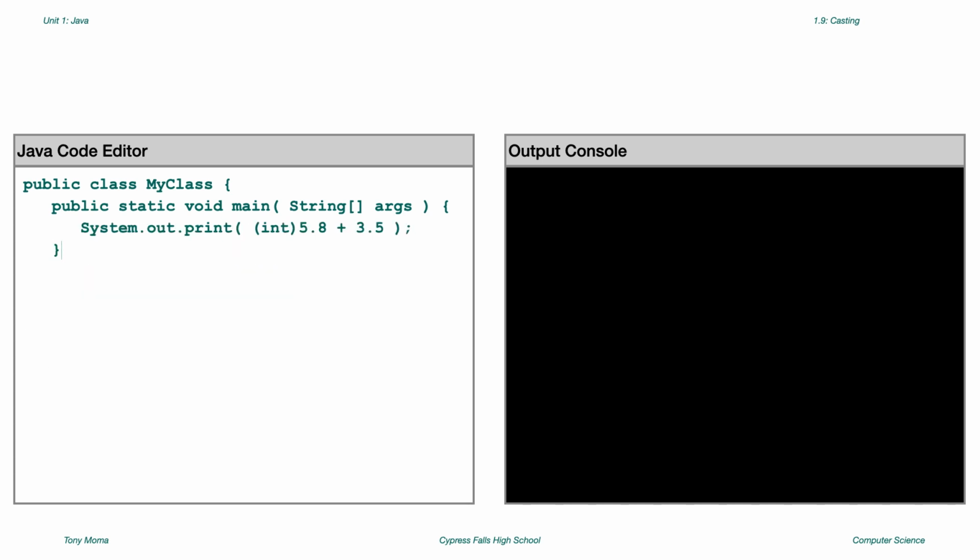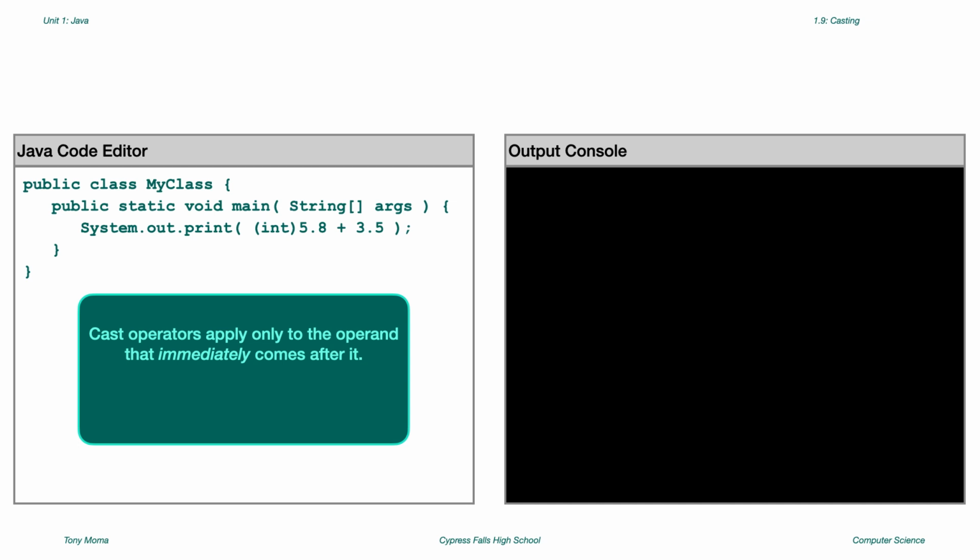Now consider the following print statement. Inside this print statement is an arithmetic expression, which you are familiar with by now. However, there's also a cast operator inside of it, an int cast operator. The question is, what does that cast operator apply to? Does it apply to the 5.8? Does it apply to 3.5? Or does it apply to both? Well, the rule is as follows. Cast operators apply only to the operand that immediately comes after it. Henceforth, the int cast operator in this example only applies to 5.8.